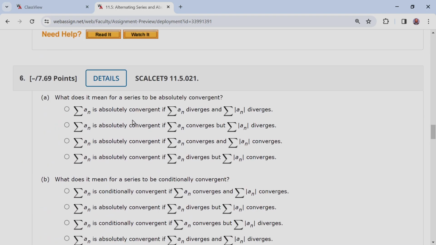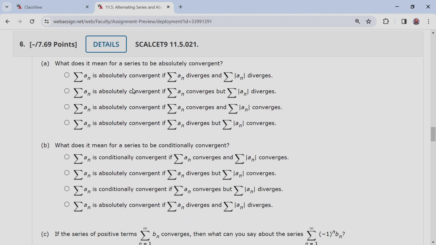We've got convergence here. What does it mean for a series to be absolutely convergent? Right, it means that the series converges, and if you put absolute values on the terms, you still get convergence. So absolutely convergent means like doubly convergent. The original series converges and the absolute values converge. What does it mean to be conditionally convergent? That means you converge under the condition that you don't have absolute values.